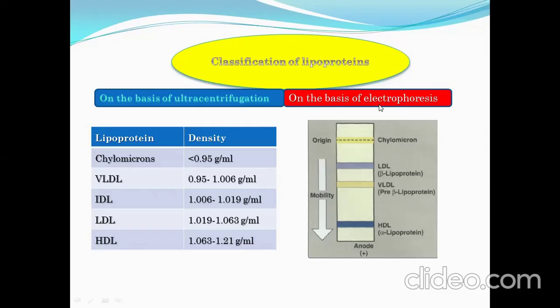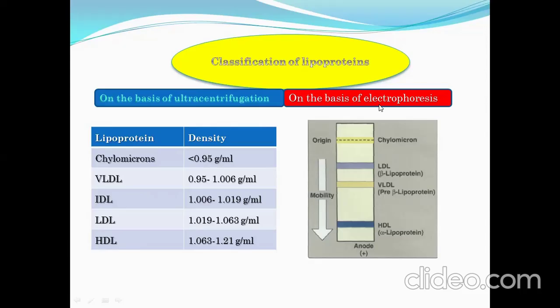Here we are going to use gel electrophoresis. If I talk about the basic principles of electrophoresis, it is the migration of charged molecules in an electric field, where positively charged molecules, called cations, migrate towards the cathode, whereas negatively charged molecules, anions, migrate towards the anode.